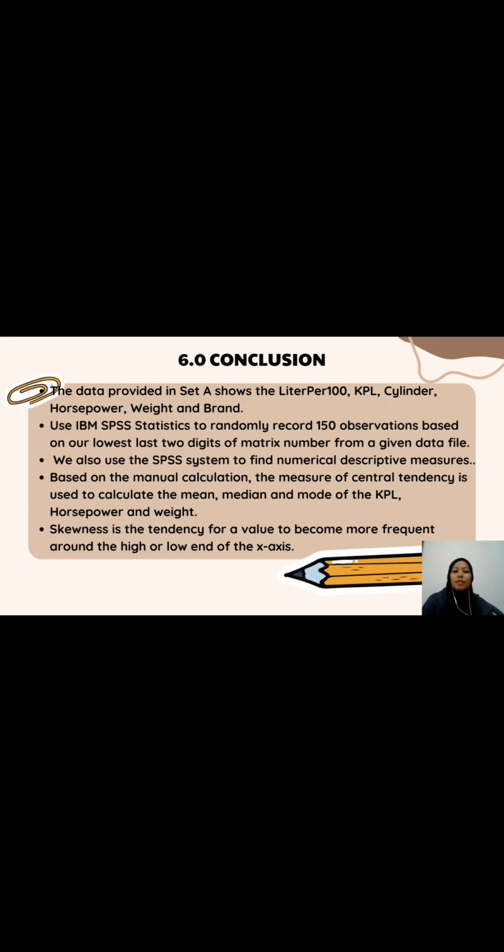Symmetric distributions, like the normal distribution, exhibit mirror image characteristics on both sides. Asymmetric distributions, known as skewed distributions, do not have this mirror image relationship. Skewness refers to the tendency for values to be more frequent at one end of the x-axis.